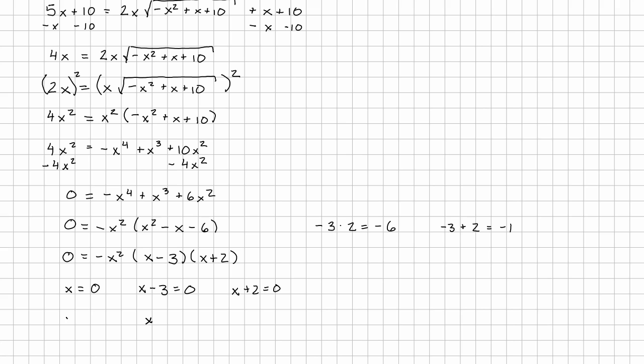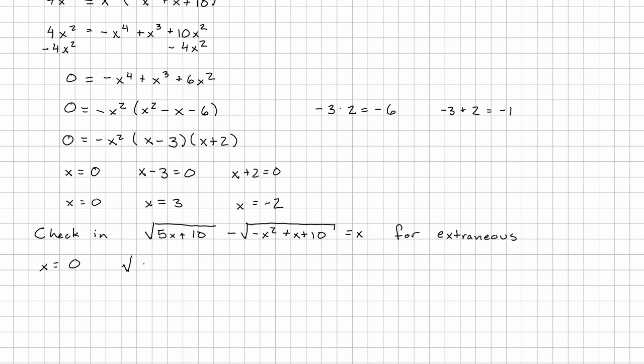So x equals 0, x equals 3, x equals negative 2. Okay. Again, we need to check for extraneous solutions in the original equation. When x is 0, the first one works out to root 10, minus, when x is 0, the second one works out to root 10, equals 0. Root 10 minus root 10 equals 0? It sure does.